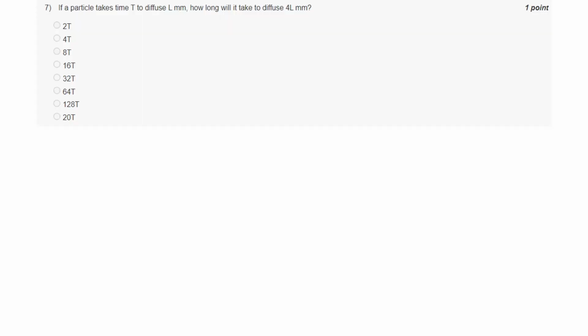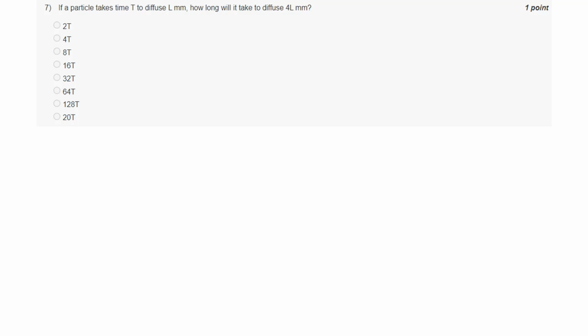Next question is, if a particle takes time t to diffuse 1 mm, how long will it take to diffuse 4 mm? Sort of like a numerical. And if you guys have read this concept of diffusion, then you will be knowing that there's a particular formula to solve this question. These are the options. I'll give you guys some time to just grab paper and pen and try solving it on your own. If anybody has an answer, we can discuss.